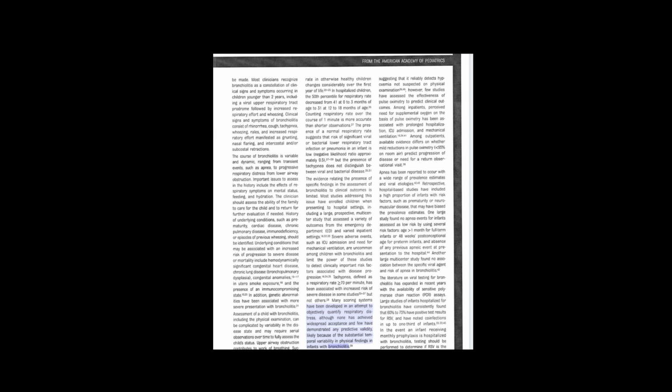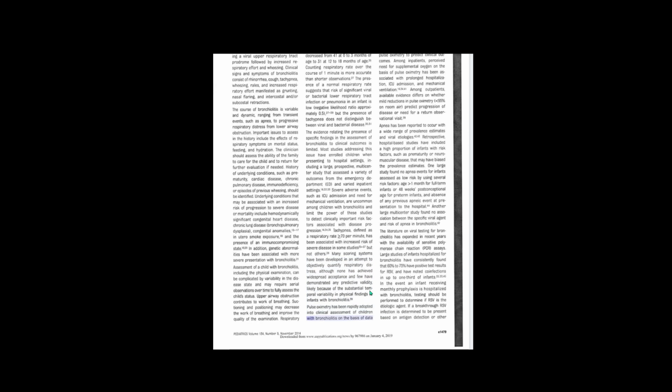with bronchiolitis. Pulse oximetry has been rapidly adopted into clinical assessment of children with bronchiolitis on the basis of data suggesting that it reliably detects hypoxemia not suspected on physical examination. However, few studies have assessed the effectiveness of pulse oximetry to predict clinical outcomes. Among inpatients, perceived need for supplemental oxygen on the basis of pulse oximetry has been associated with prolonged hospitalization, ICU admission, and mechanical ventilation.